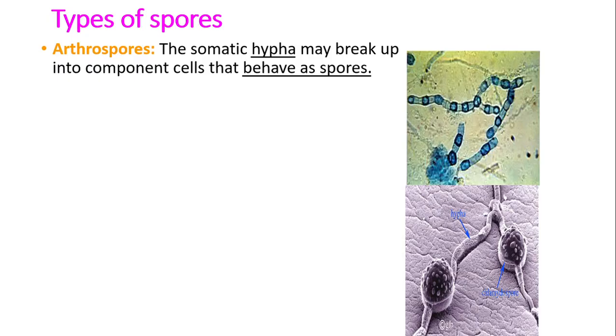So what are the different types of spores? We have talked about some spores before. However, arthrospores have not been discussed. Arthrospores are somatic hyphae that may break up into component cells that behave as spores. So these are called arthrospores. Here you can see the somatic hyphae. They break up from each other, and the component cells become the spores, and these spores are called arthrospores.